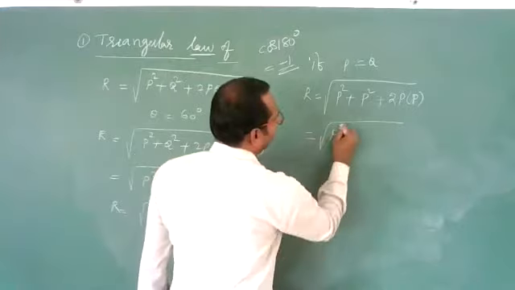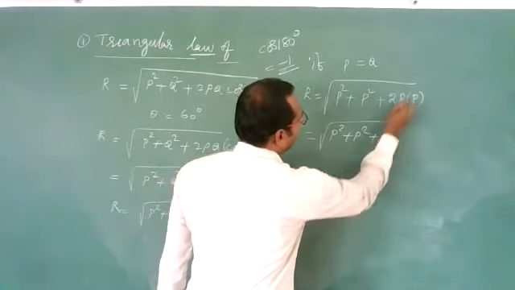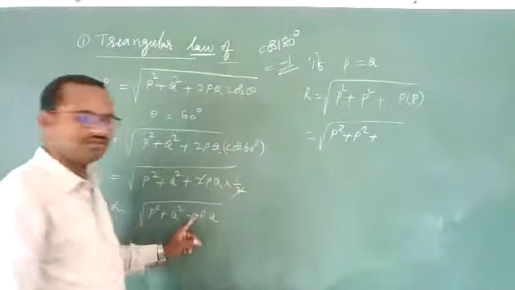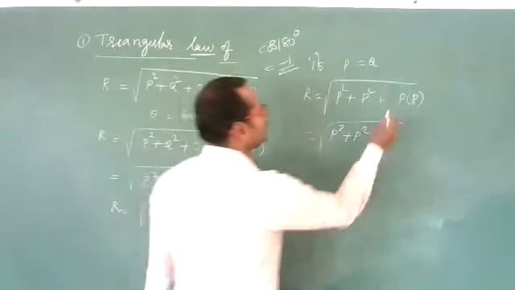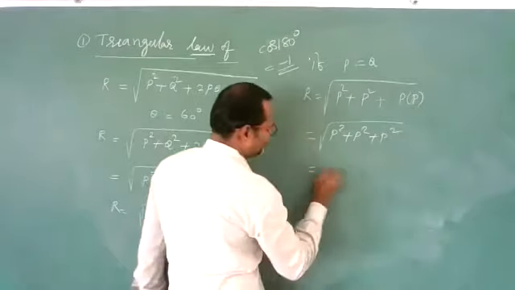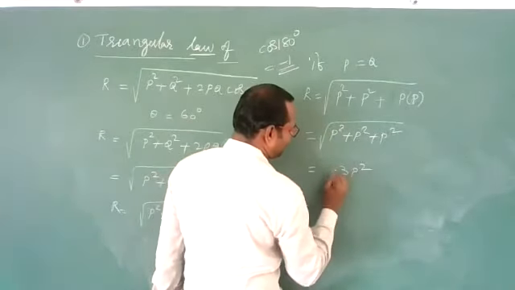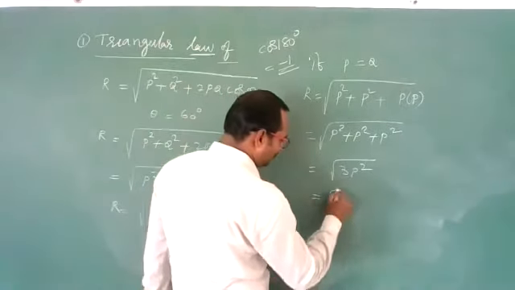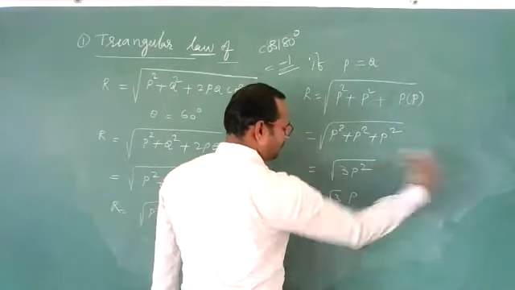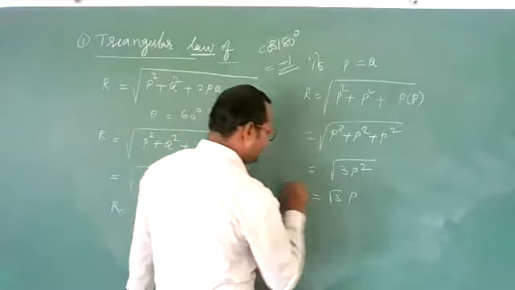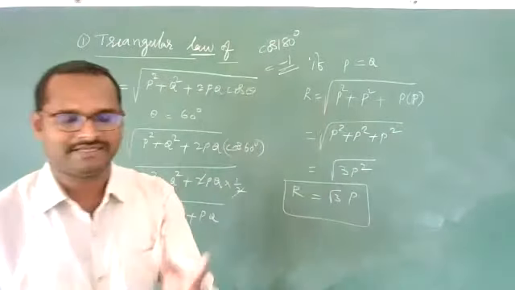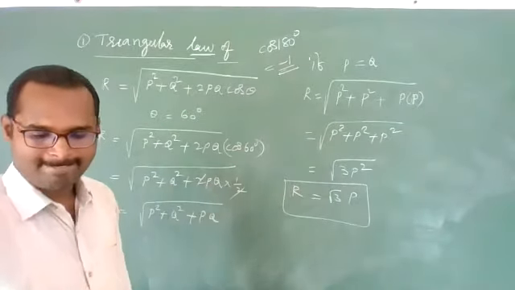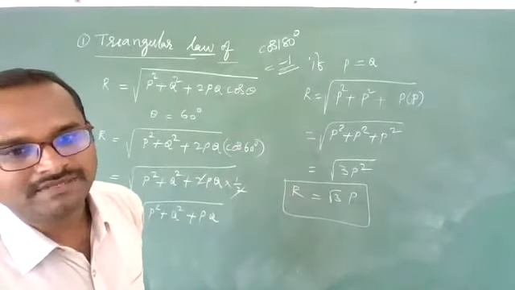It's pq only. P into p, again p square. So it is under root of 3 times p square. P square will come out. So the resultant will be root 3 times of one vector. You must remember this.